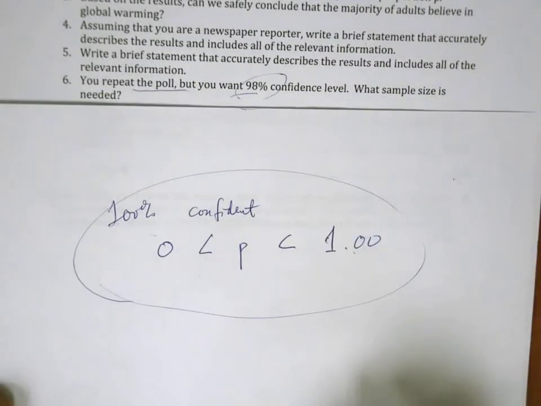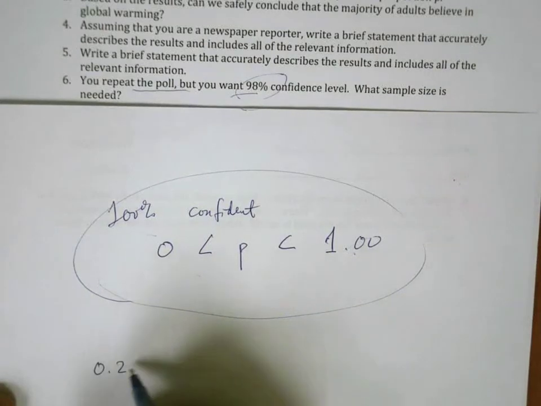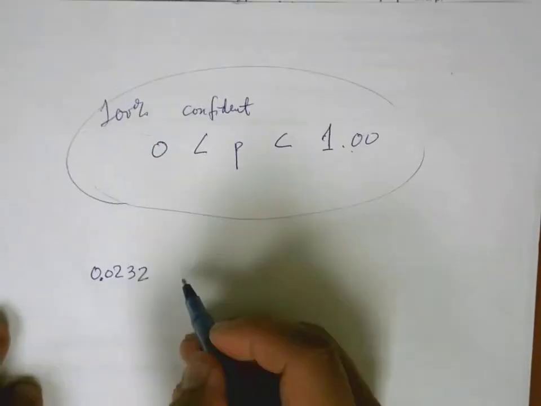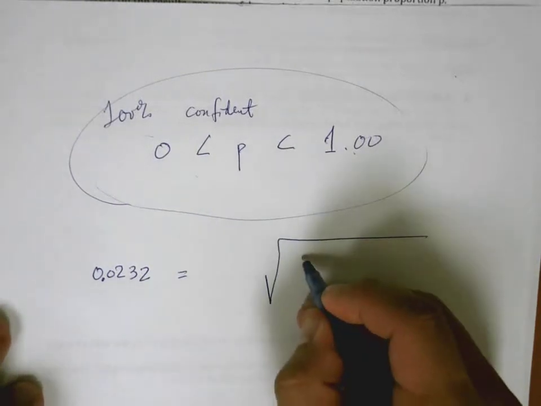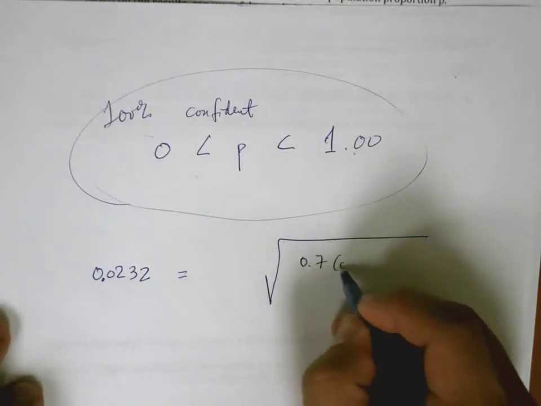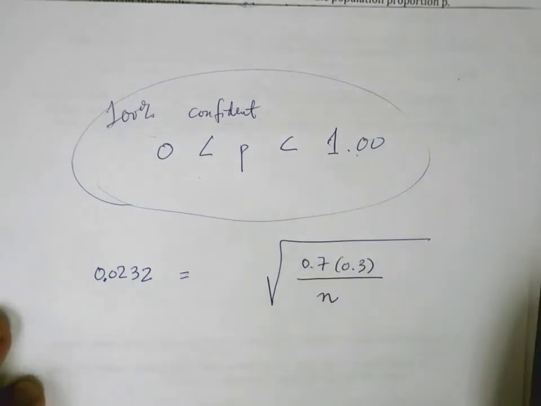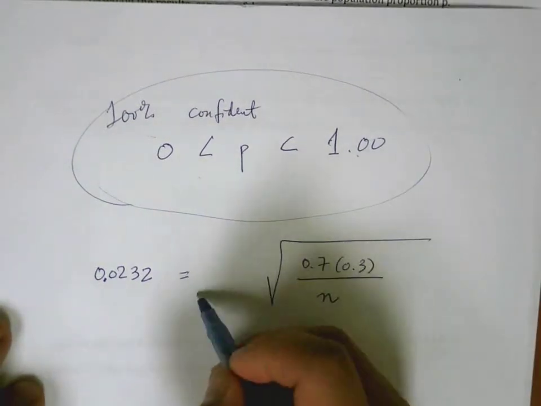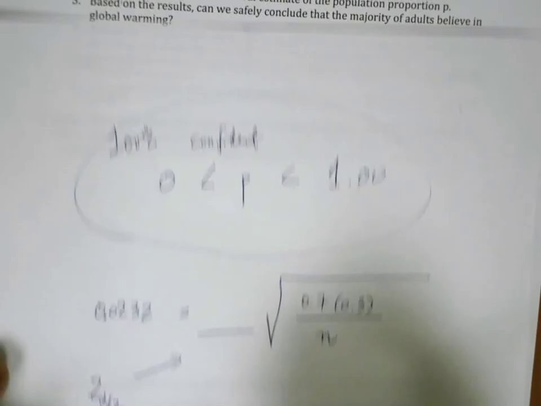Okay. So we want the same margin of error. We still want the margin of error to be the same, to be this. Okay. The formula pretty much stays the same. P hat hasn't changed. Q hat hasn't changed. N is what we're looking for. We don't know how big this is. And now we need, this is Z alpha over 2, and this time it's for 98%.